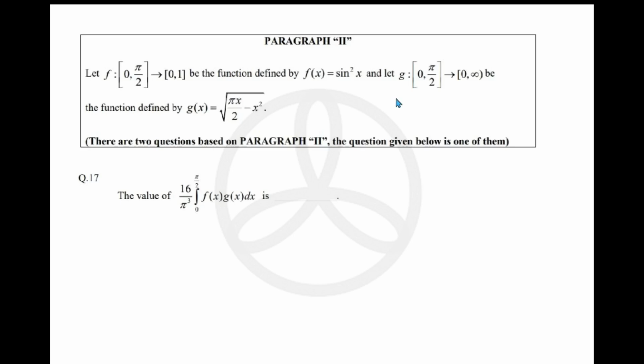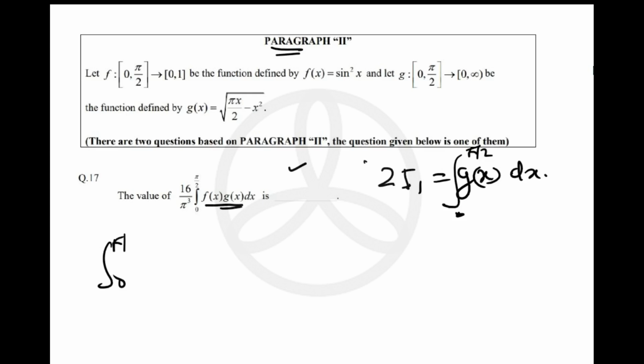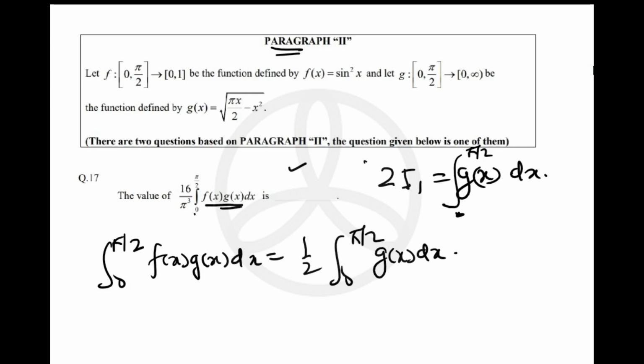So let us see the next question. Now friends, we have come to question number 17, which is the last question. This is the second part of the same paragraph as the earlier question. Earlier we found that 2I is equal to g(x), which means the integral from 0 to pi of 2 f(x) g(x) dx is half of the integral from 0 to pi of g(x) dx. So in order to compute this portion, let me assume it as I2.